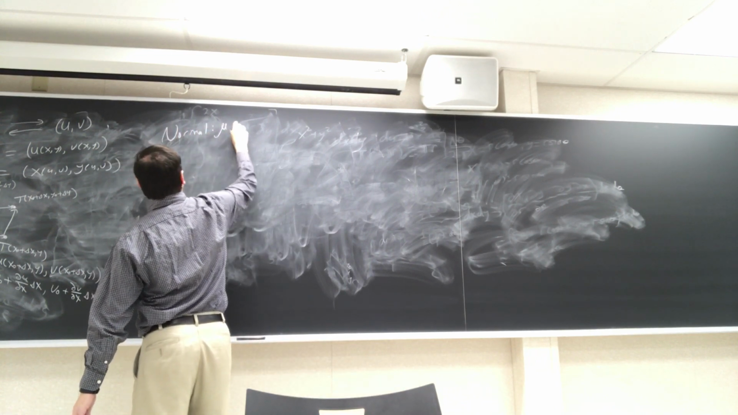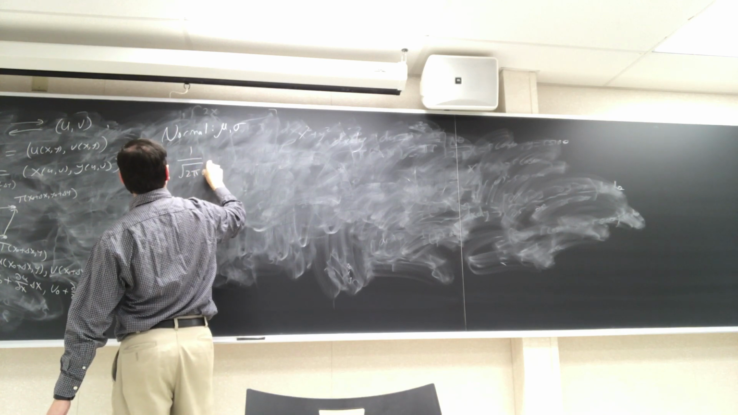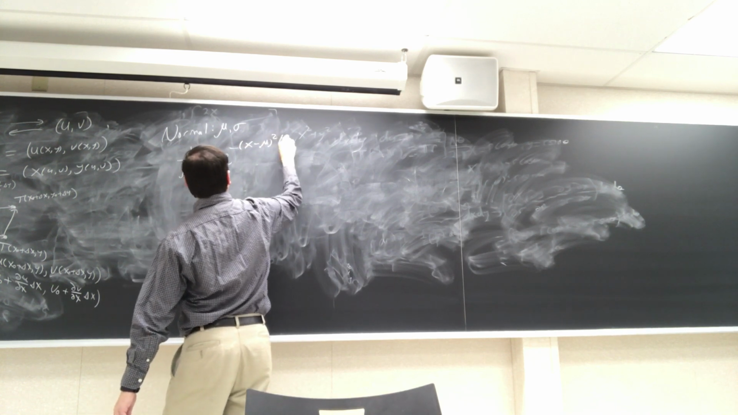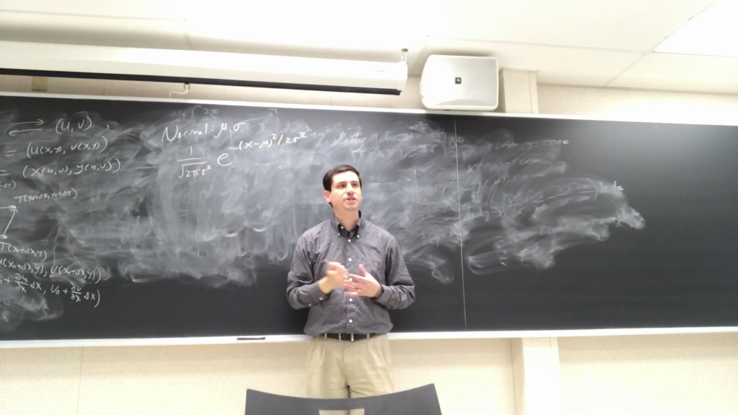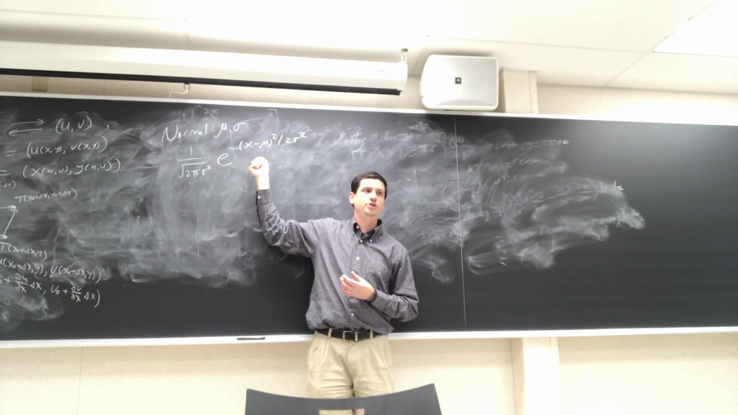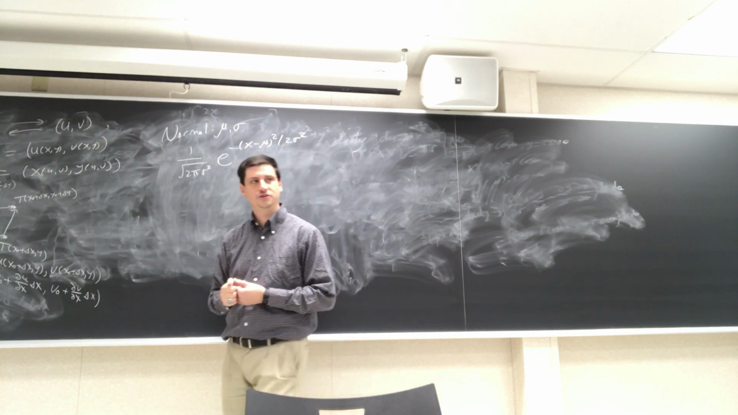with mean mu and variance sigma has density 1 over the square root of 2 pi sigma squared e to the negative x minus mu squared over 2 sigma squared. A lot of things in the world are normally distributed. And for a probability distribution, you have to be non-negative and you have to integrate to 1. This is clearly non-negative, but integrating to 1 is a bit of a challenge.